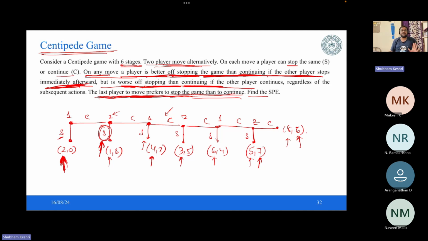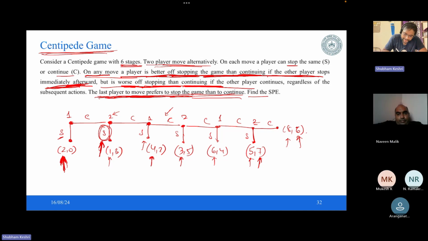This is how the game is defined, and this is known as the centipede game because a chain forms, and that is why it is known as the centipede game. Is this all right?